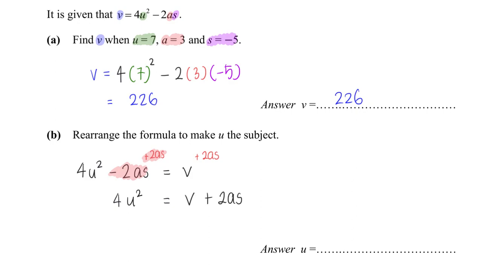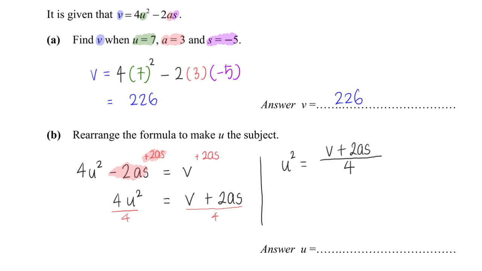Next, I'm going to divide by 4 on both sides, the whole thing. Alright? Because then, I will be able to get my U from here. 1U squared is equals to V plus 2AS, the whole thing, divide by 4.